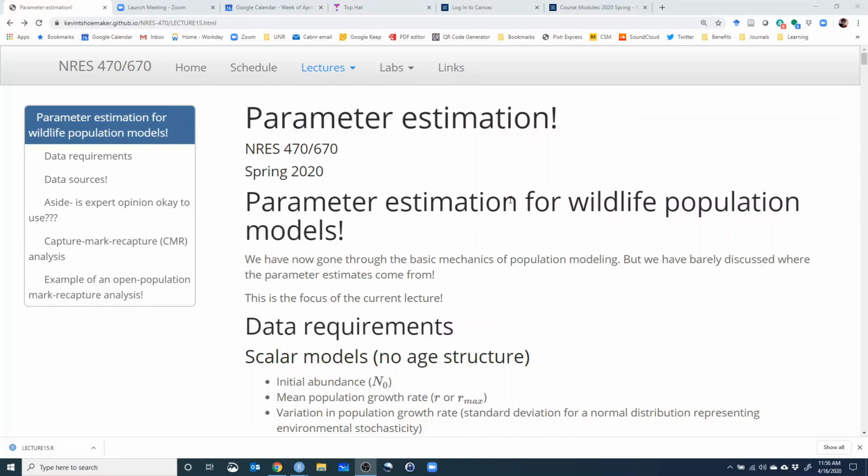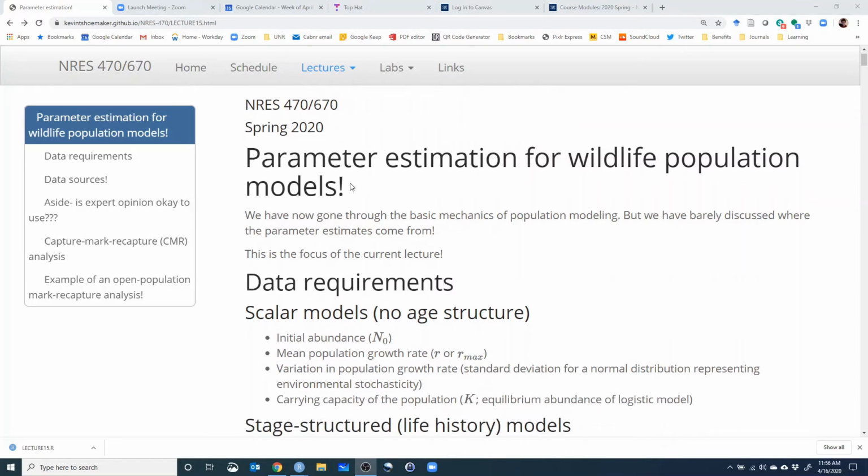This is a major focus of NRES 488, which is the next class in this wildlife ecology and conservation sequence. But I think it's such an important topic, and it's kind of a fun topic, that we'd be remiss not to cover it a little bit in this class. So that's the focus of this lecture.